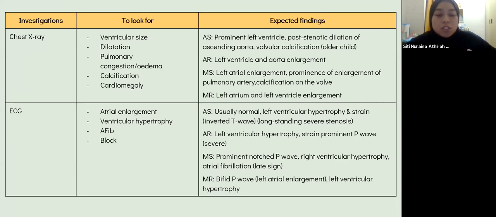Next, we can also do an ECG from the bedside. We can look for any atrial enlargement, ventricular hypertrophy, any atrial fibrillation, or any blockage in the heart. So, for example, in aortic stenosis, it is usually normal, but the patient might have left ventricular hypertrophy and inverted T wave if it is long-standing severe stenosis. So next.